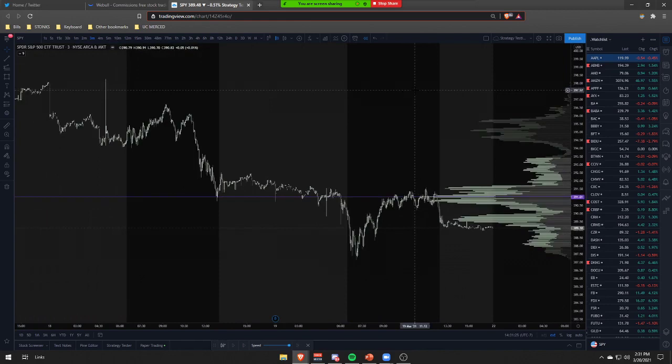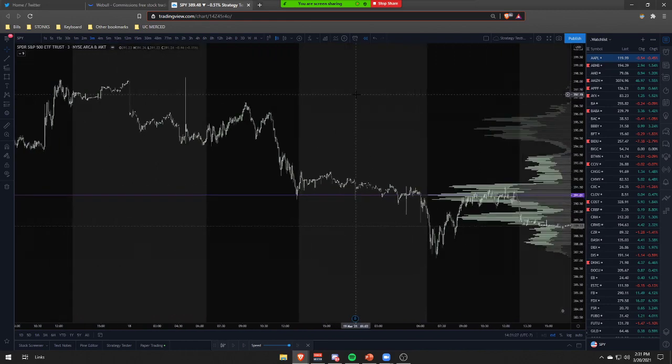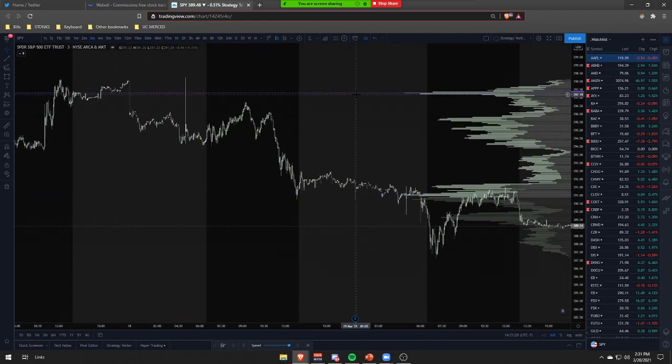Depending on what time zone you're in, the 6:45, 9:45 rule is basically skip the first 15 minutes until you actually find the trend. And then from there, you can start entering plays.